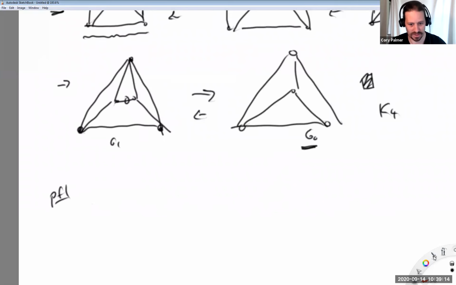The forward direction is easy, and this one I'll say in words. If you're 3 connected, does such a sequence exist? Yes, by the lemma. The lemma says if you're 3 connected, there's an edge that you can contract and remain 3 connected, right? I can keep repeating that procedure. If I repeat that procedure, I'm losing vertices at each step. Where does this procedure have to stop?